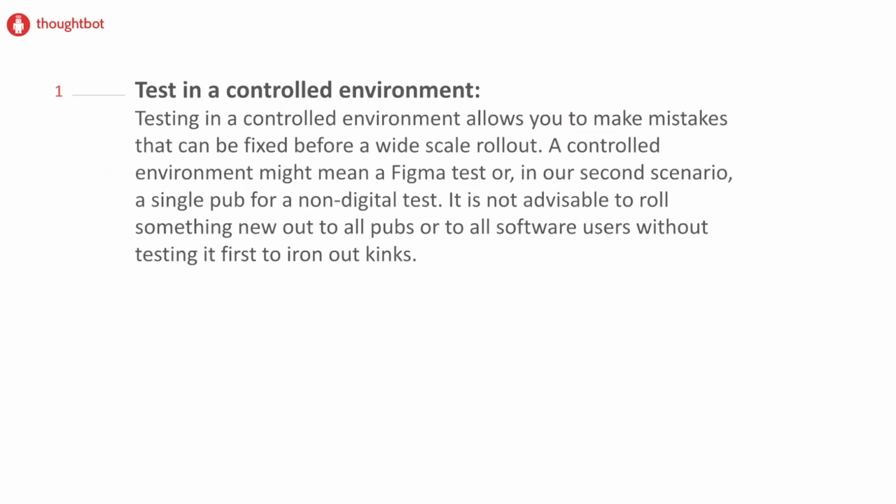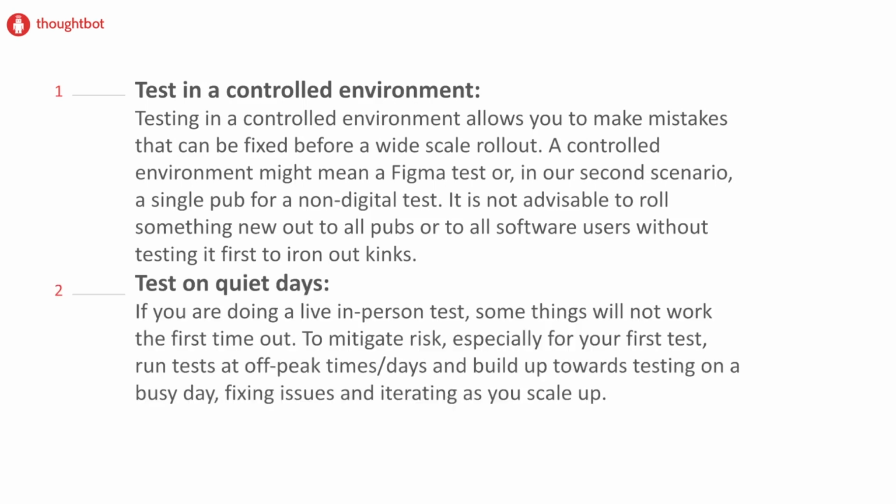Test in a controlled environment. This allows you to make mistakes that can be fixed before a wide-scale rollout. A controlled environment might mean a Figma test, like the one that we'll see tomorrow with Travel Bucket, or any other software product. Or, like in our second scenario with the pub chain, for a non-digital test, it might mean rolling out a solution in a single pub rather than rolling it out to all of their pubs in the chain. So it's not advisable to roll something new out to all pubs or to all software users without testing it first to iron out those kinks.